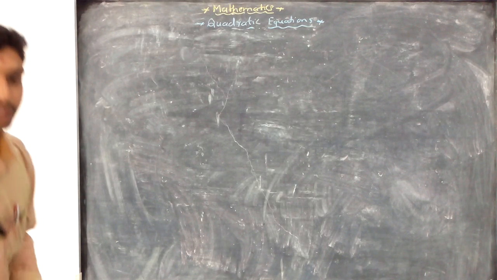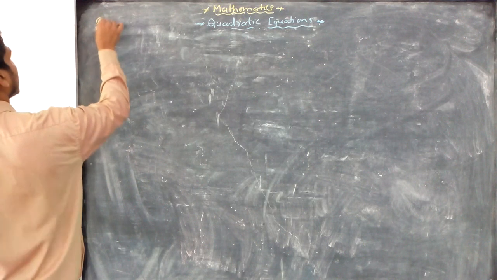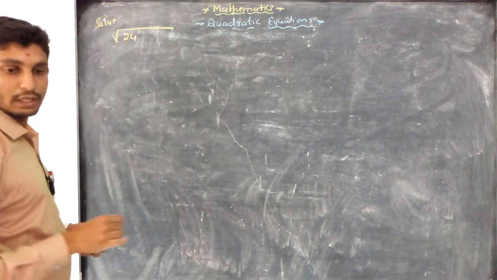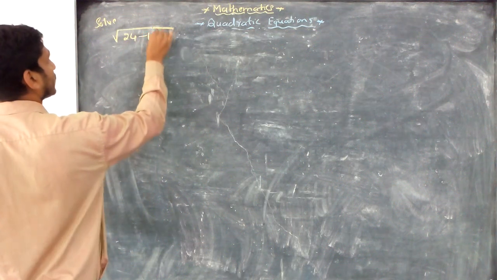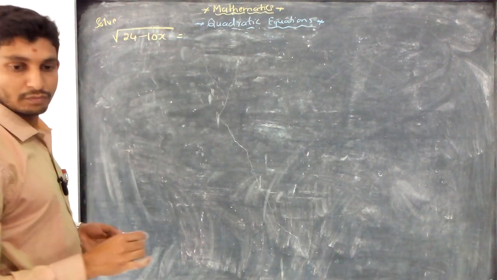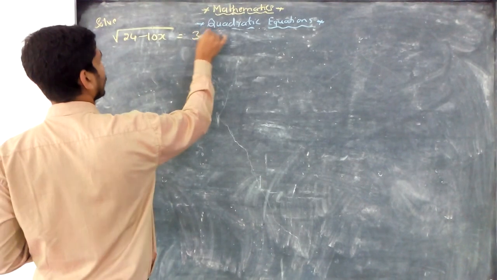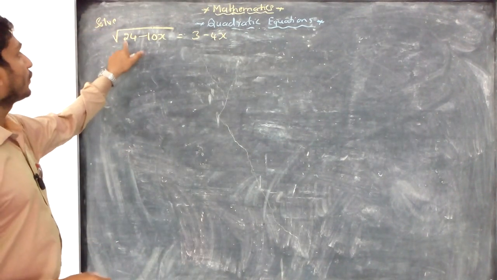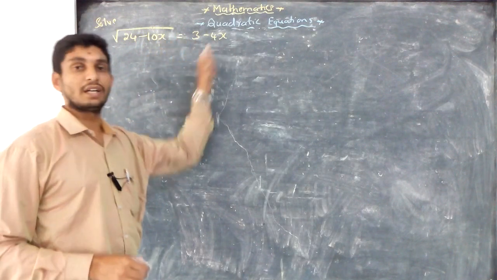The next question is like this. Solve square root of 24 minus 10x equals 3 minus 4x. This is the question, 3 minus 4x. Yes, the question is: solve square root of 24 minus 10x equals 3 minus 4x.